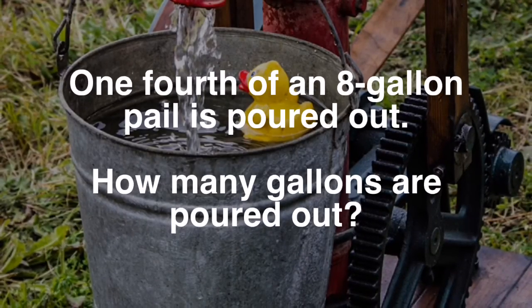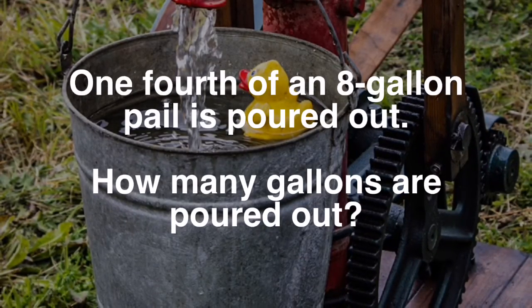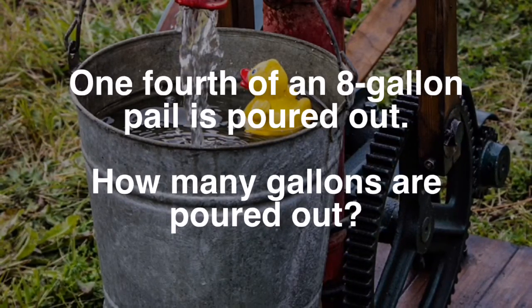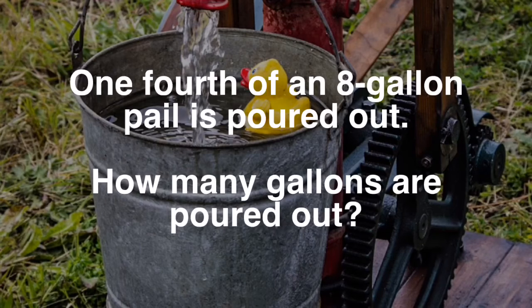Now we have a pail of water, an 8-gallon pail. 1/4 of that 8-gallon pail of water is poured out. How many gallons are poured out? Okay, we have 1/4 of an 8-gallon pail poured out. So here's my pail with 8 gallons of water in it. Notice, tape diagram works just fine. I need to pour out 1/4 of this 8-gallon bucket. So how do I determine what 1/4 of this 8-gallon is?